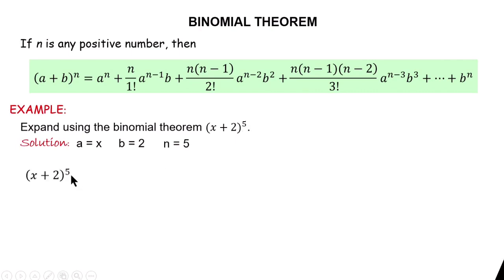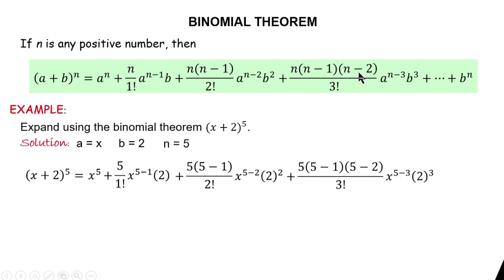So x plus 2 raised to 5 is equal to a raised to n or x raised to 5 plus n, which is 5 over 1 factorial, times a raised to n minus 1 or x raised to 5 minus 1 times b, which is 2, plus n times n minus 1, which is 5 times 5 minus 1 over 2 factorial times a raised to n minus 2 times b raised to 2, which is x raised to 5 minus 2 times 2 raised to 2, plus n times n minus 1 times n minus 2, which is 5 times 5 minus 1 times 5 minus 2, over 3 factorial times a raised to n minus 3 times b raised to 3, or x raised to 5 minus 3 times 2 raised to 3.